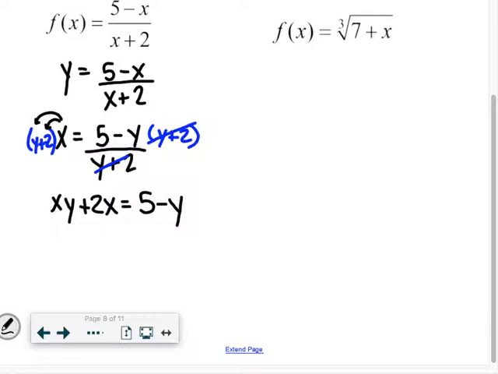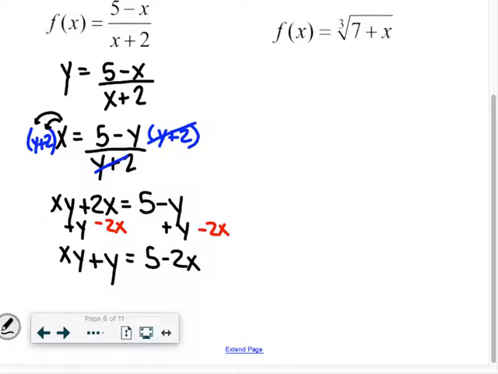Abigail said on the right, and I would like to add y only because I like to keep things positive if possible. So I'm going to add y to both sides. So that's going to give me xy plus y. And at the same time, I don't want anything on this side that doesn't have y in it. So the 2x has to move to the other side as well. So I'm going to subtract 2x from both sides. Okay, so that leaves me with 5 minus 2x. Are we okay with our rearrangement there?